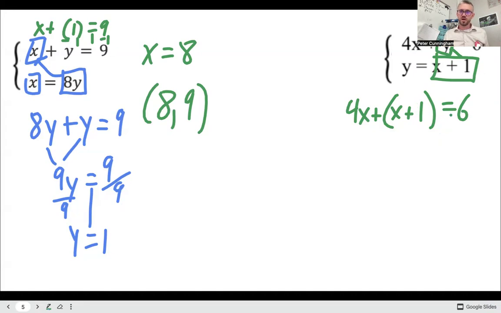Google it. All right. 4x plus x, 5x plus 1 equals 6. I'm going to take 1 away from both sides.